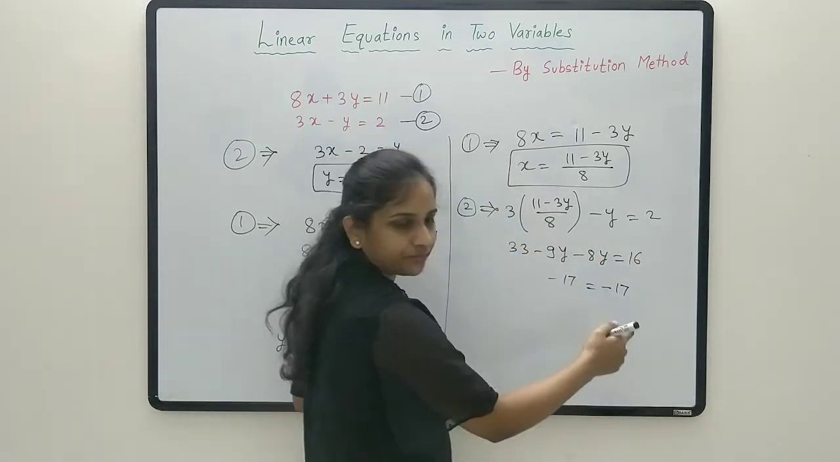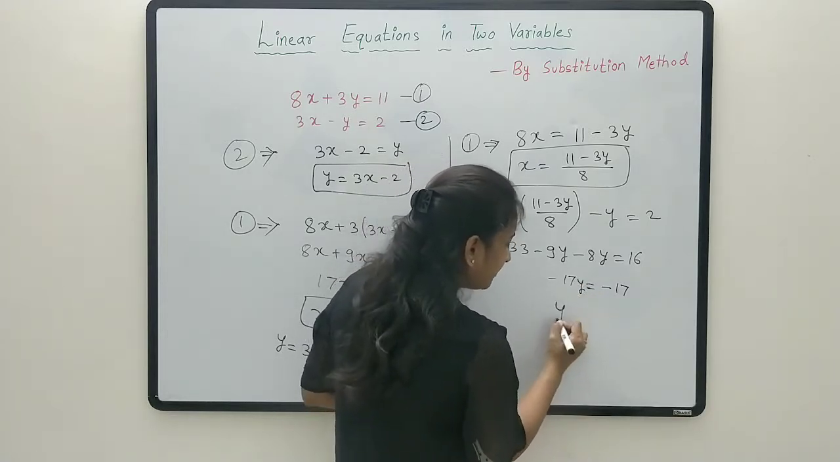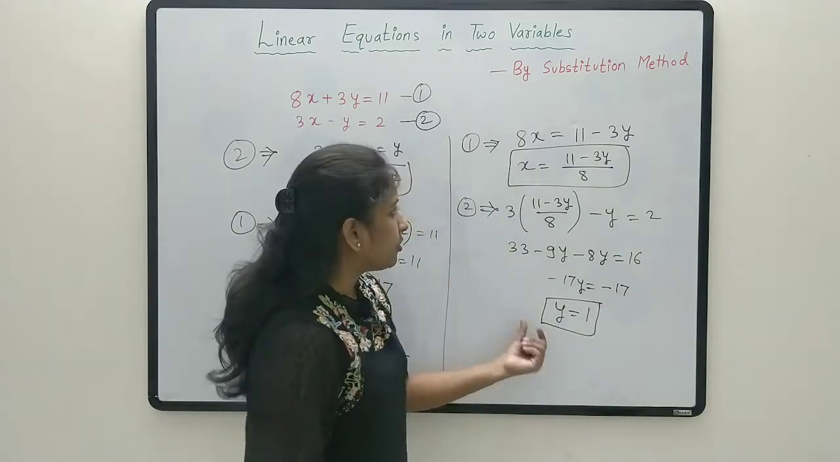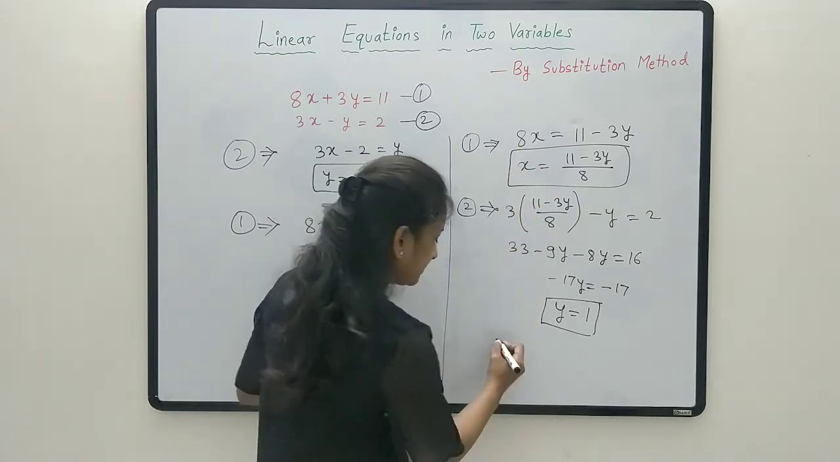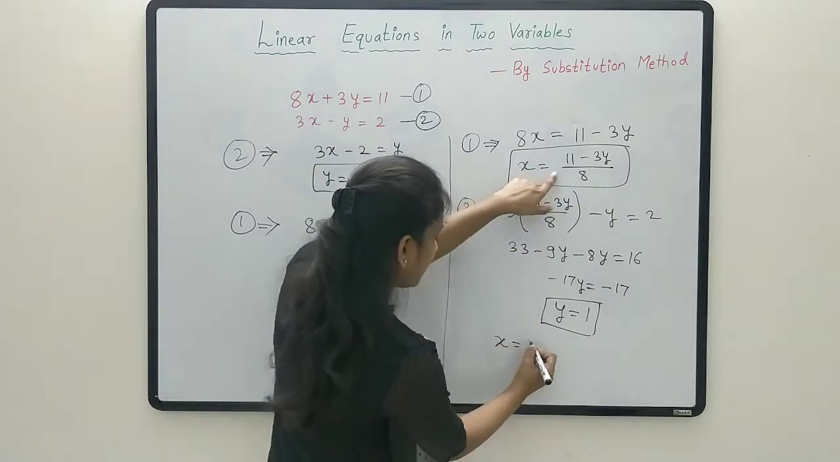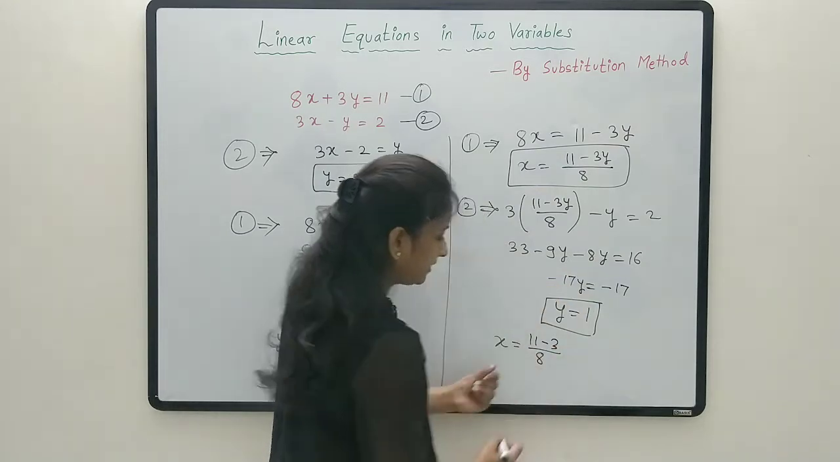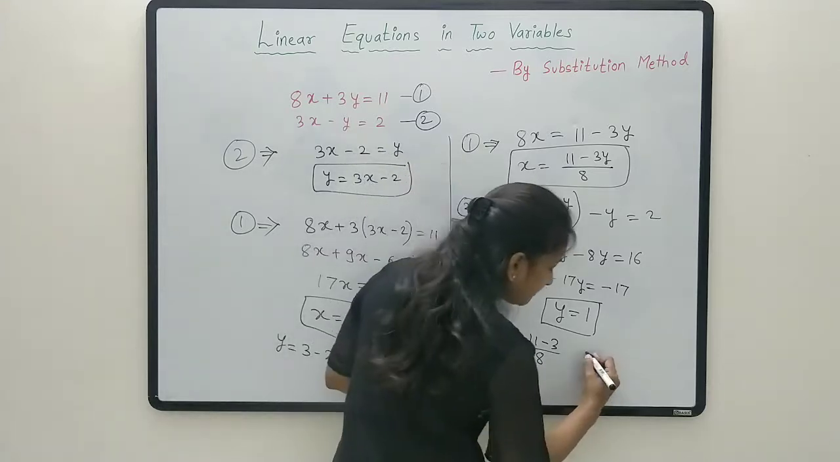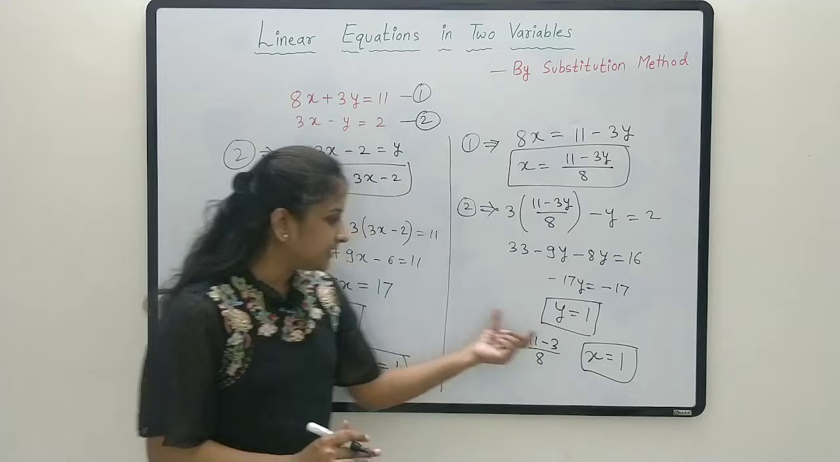16 minus 33. This is y. So what is the value of y? y is equal to 1. Now let's put this value here and find the value of x. So what is the value of x? 11 minus 3 into 1, that is 3, divided by 8. Numerator is 8 divided by 8. Means what is the value of x? It's 1. We got the same answer.